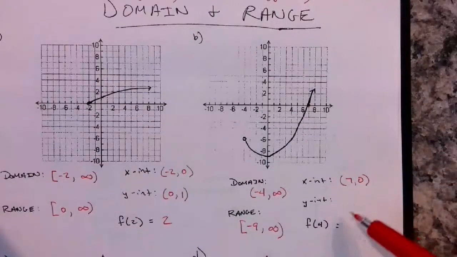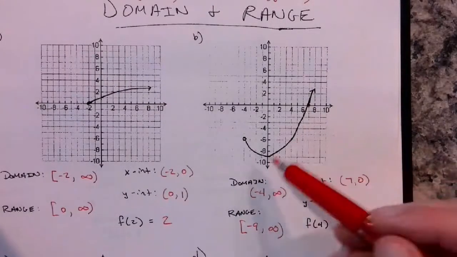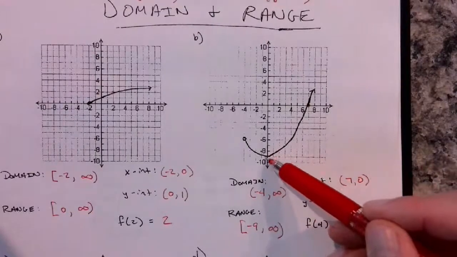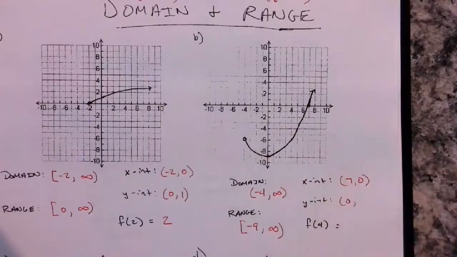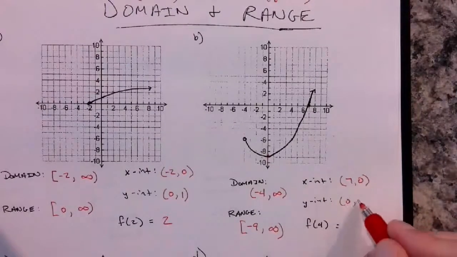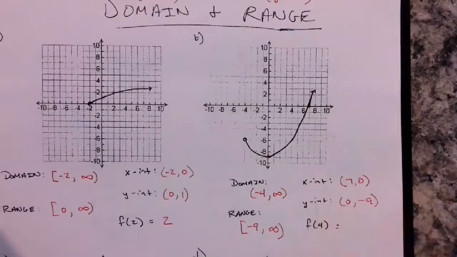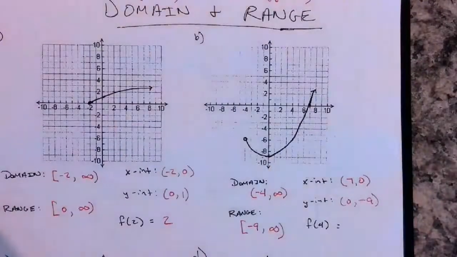For the y-intercept, where does it cross the y-axis? Well, it crosses the y-axis right here. What are the coordinates there? Well, the x value is 0 for the y-intercept. And then negative 9 is the y value, so 0, negative 9 is where it crosses the y-axis, where the y-intercept is.